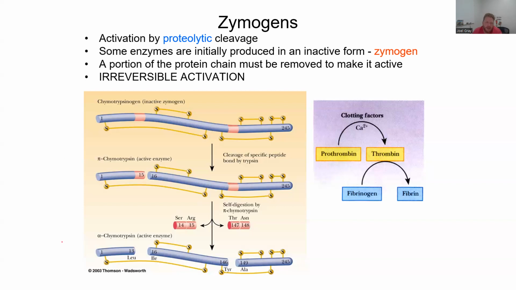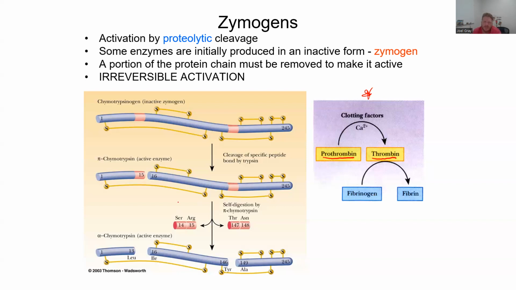Now, as an example, there's one shown over here to the right. That is, you have blood clotting factors. Prothrombin is a zymogen that is activated by binding of calcium, which leads it to be cleaved to make thrombin. Thrombin activates fibrinogen to make fibrin.